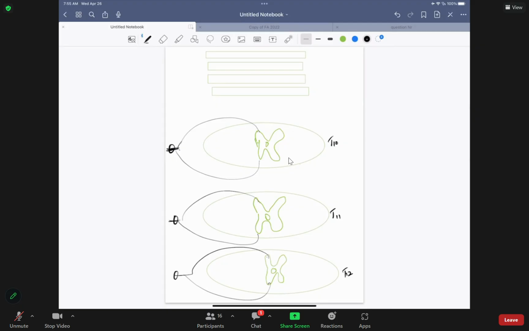Now I will also write this is the pain and temperature location, isn't it, folks? Agree? That's where the spinal cord pain and temperature.